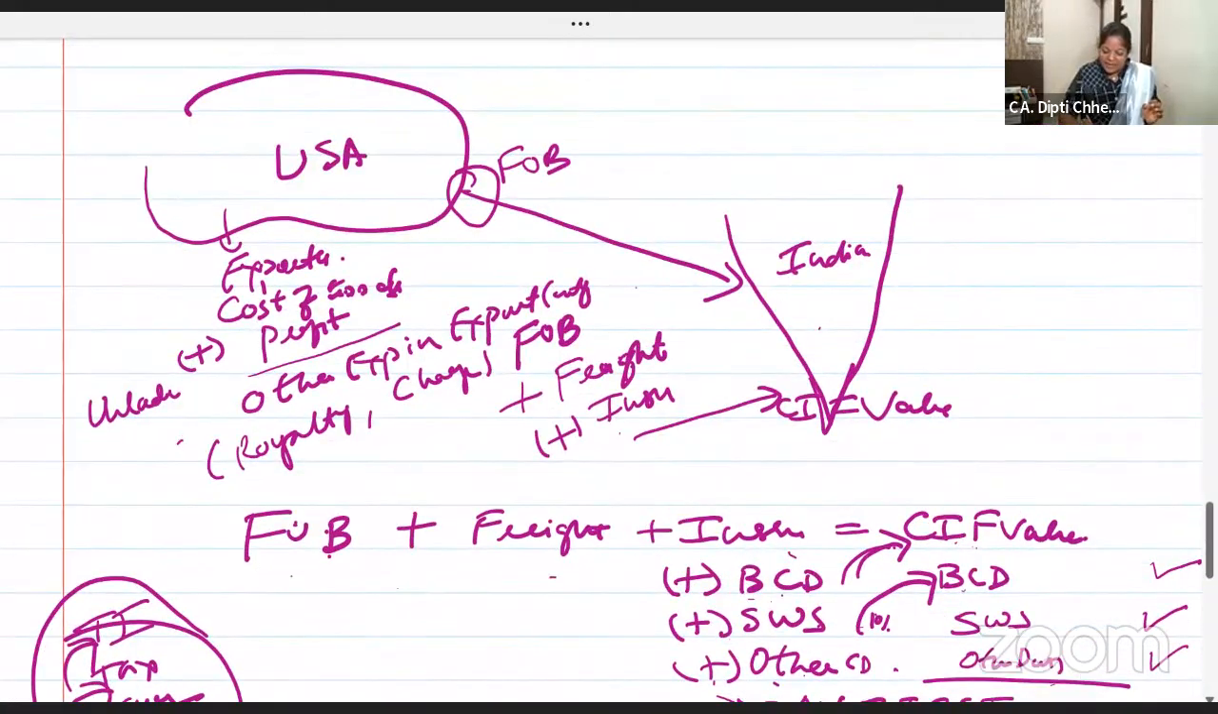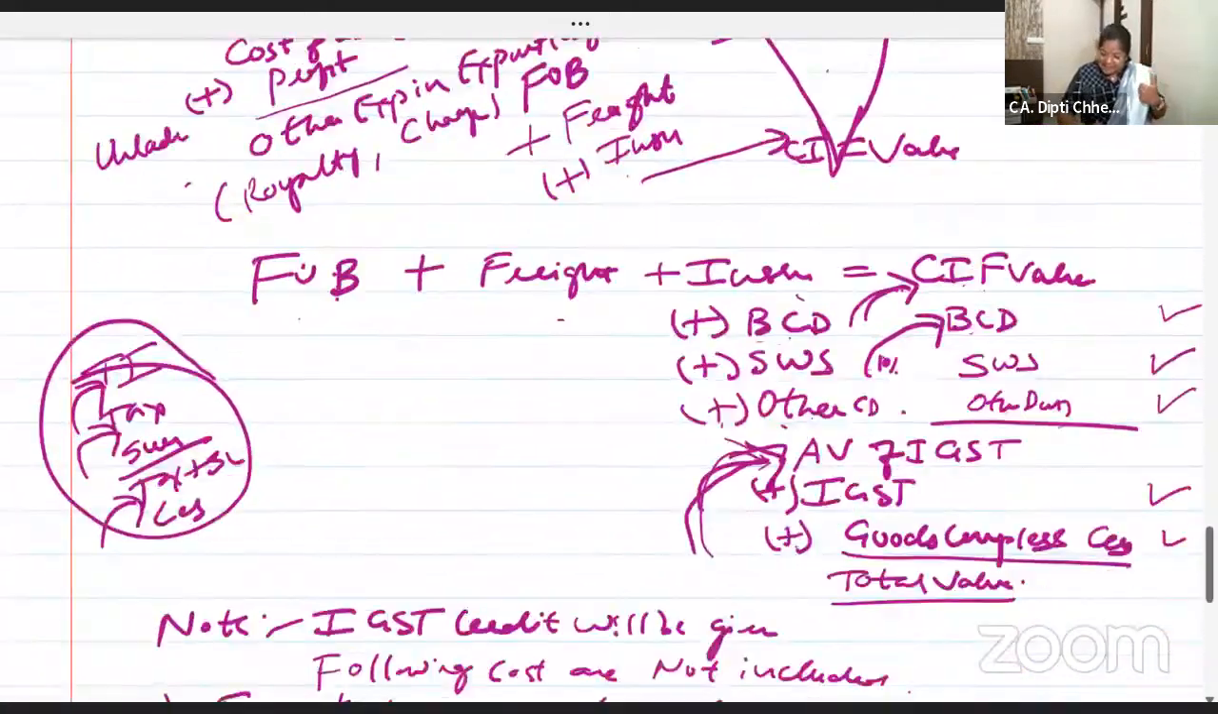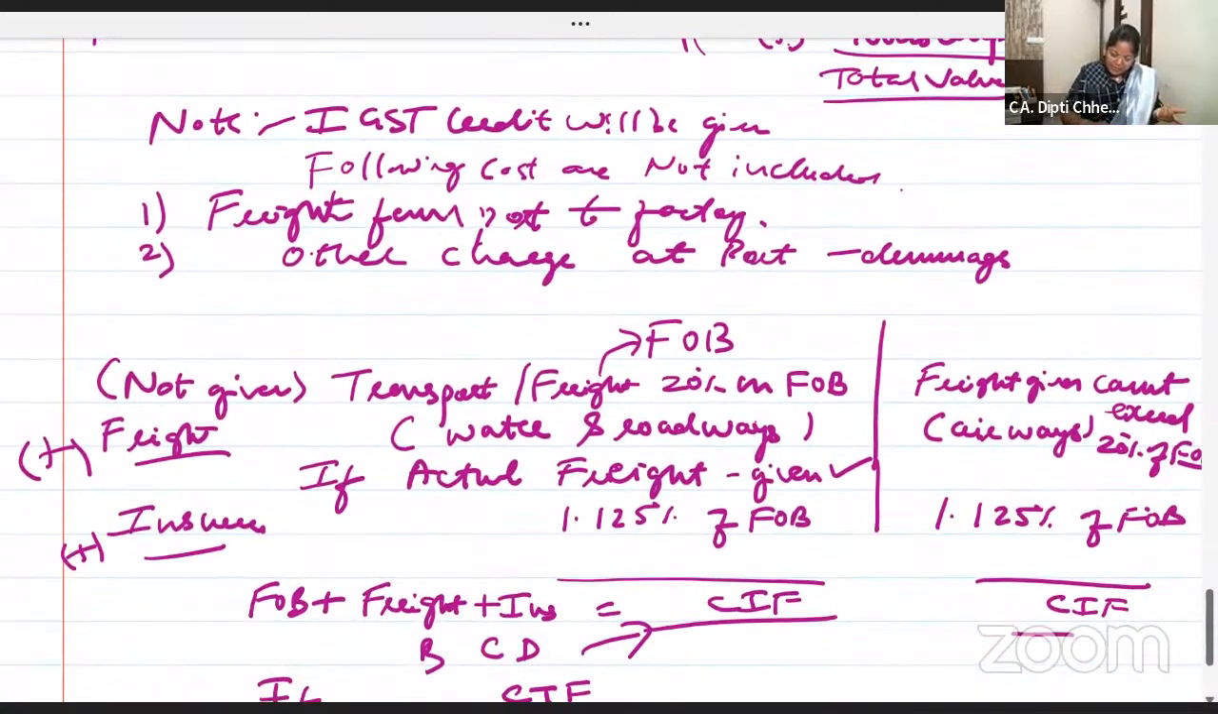Okay. Now, ma'am, is the freight and insurance necessary? Yes. Ma'am, if the value is not given. In exam, if they don't give you the freight from say USA to India, then 20% of FOB is taken as freight. Insurance is taken 1.125% of the FOB. Freight is taken 20% of the FOB.